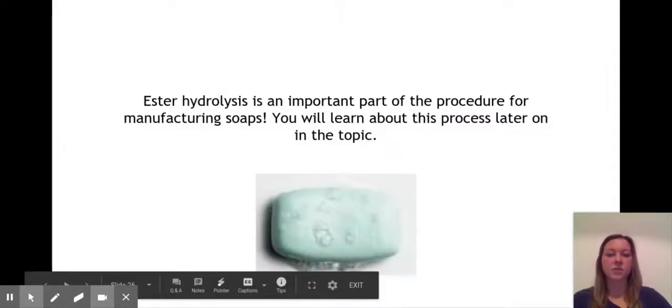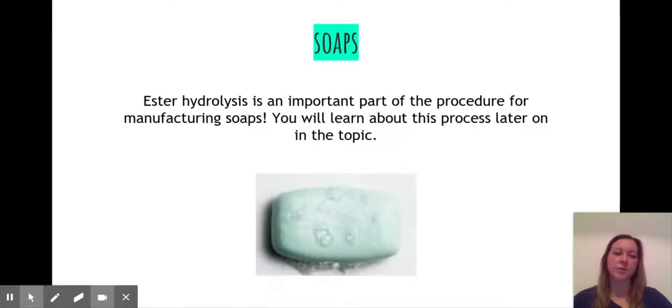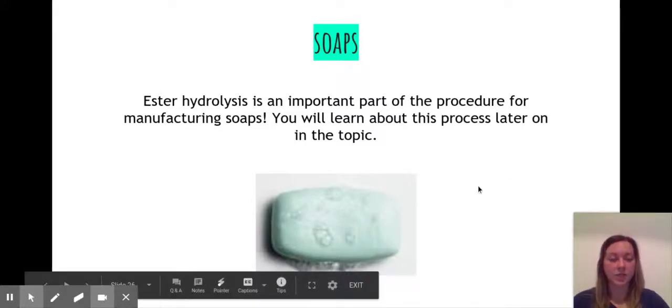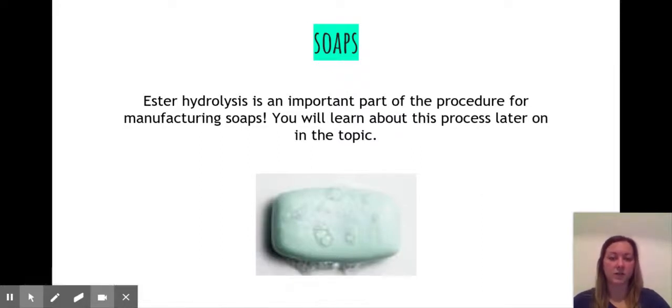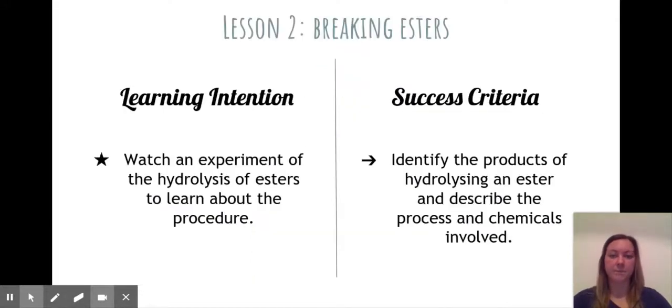So ester hydrolysis is an important part of the procedure for manufacturing soaps. There is a whole subtopic on soaps later on in the topic, so I don't want to go too much into that right now, but just for your information, that is one of the main uses of ester hydrolysis, especially with an alkali catalyst. So, very, very short lesson.